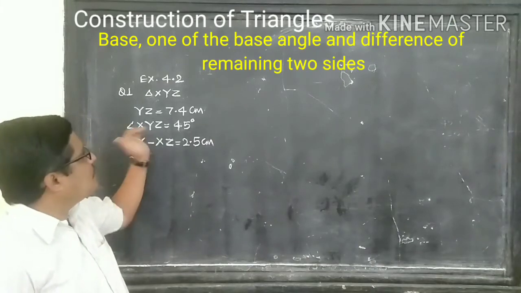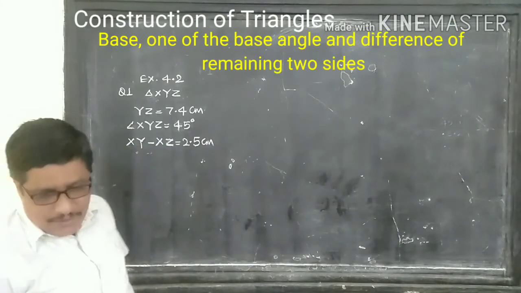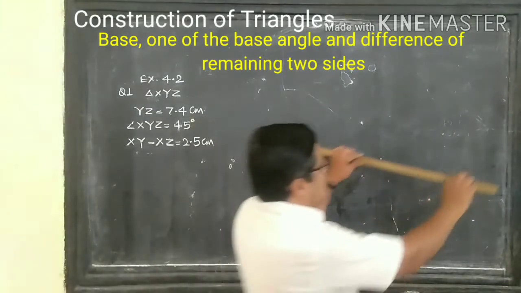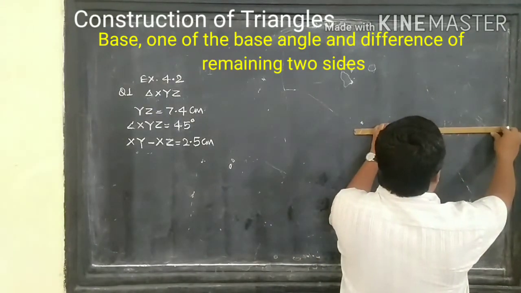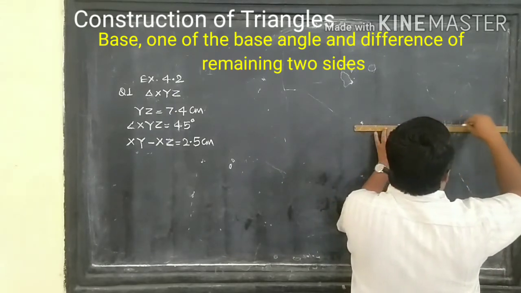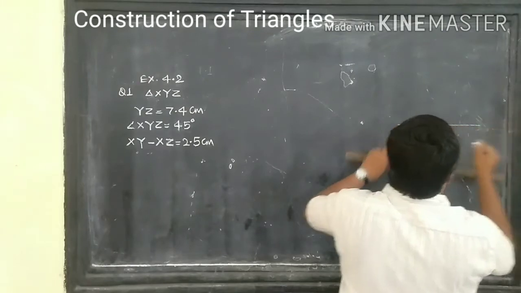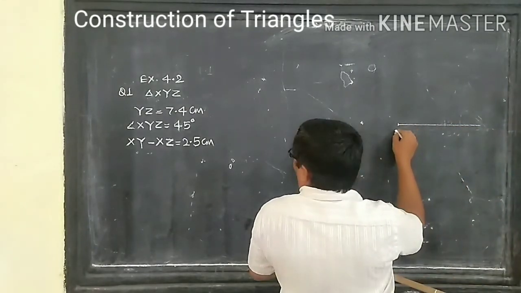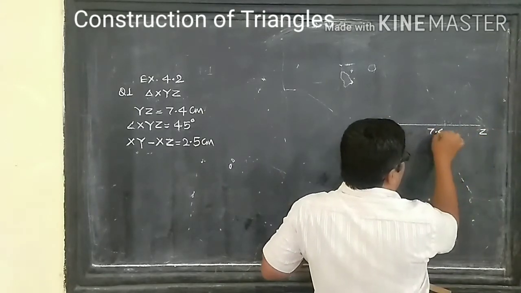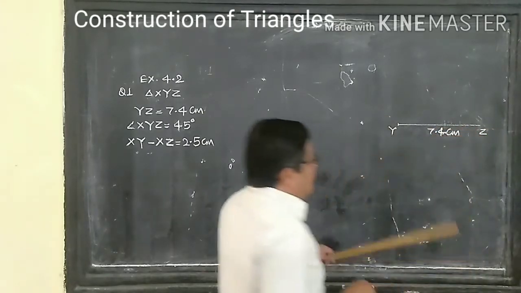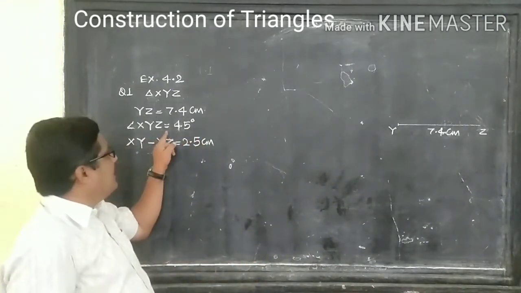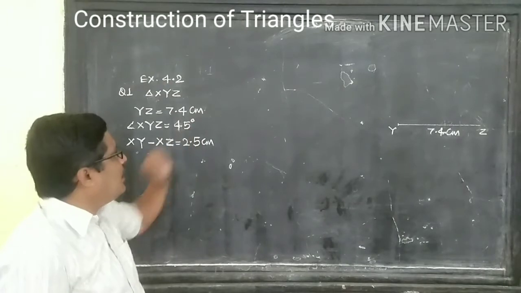So in this, first we are going to draw the rough diagram. For that we have to draw the base first. So base is 7.4. So this is 7.4, YZ. Then we have to draw angle Y. XYZ means angle Y. It is 45 degrees.